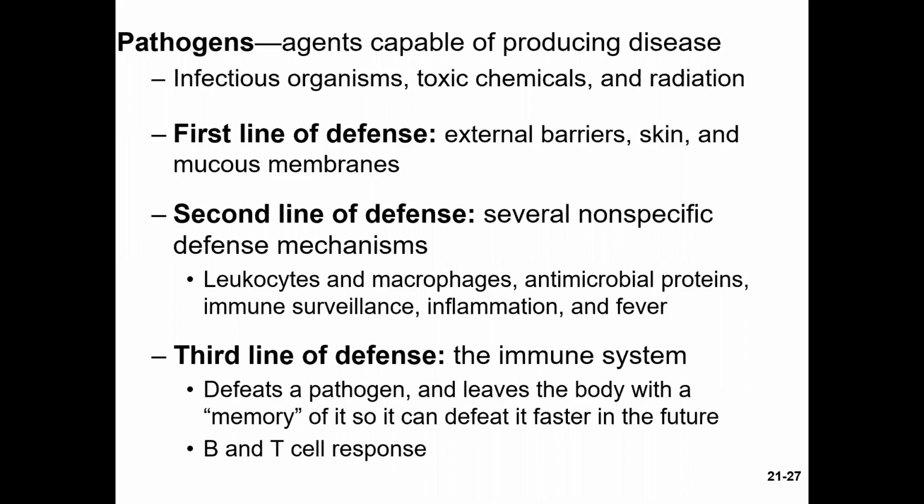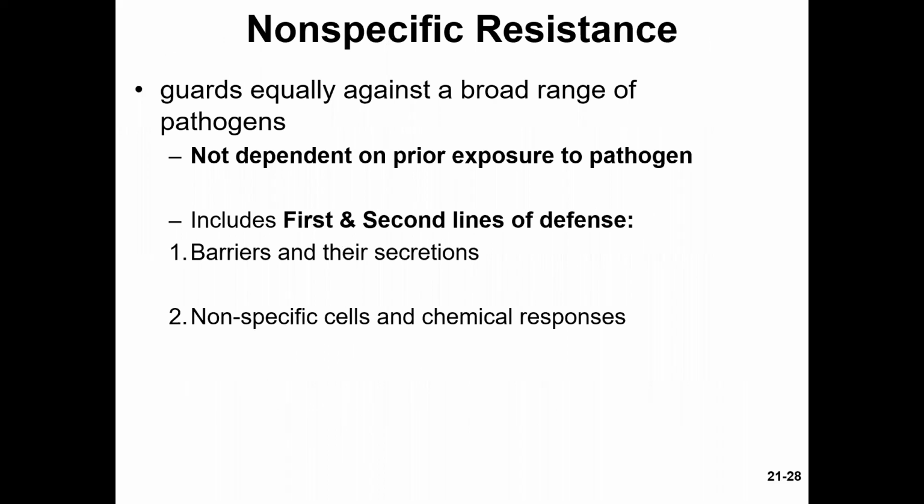The third line of defense is the immune system. This defeats a pathogen and leaves the body with a memory of it so it can defeat it faster in the future. This is B and T cell responses.